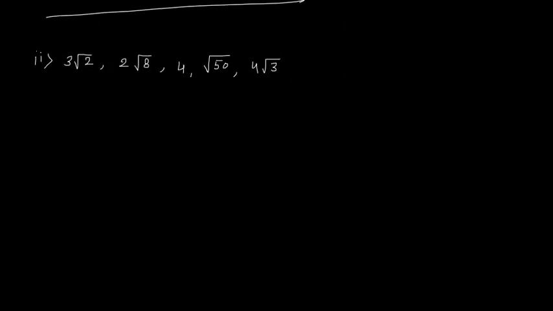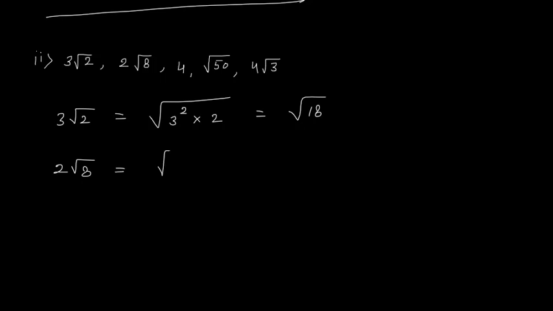So here 3 root 2. So 3 root 2 you can write as the square root of 3 square into 2, which is 9 into 2. So 9 into 2 is 18. Then you have 2 root 8. So this is square root of 2 square into 8. This is equal to 4 8s are 32. Then you have 4. So 4 you can write as root 16.